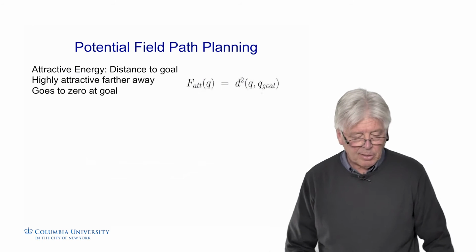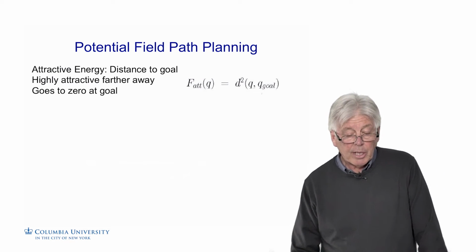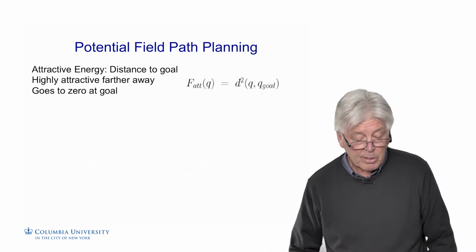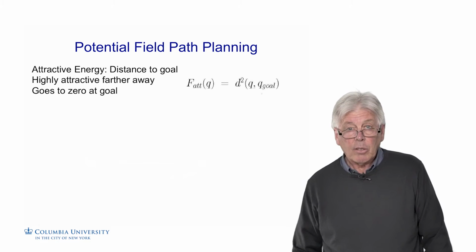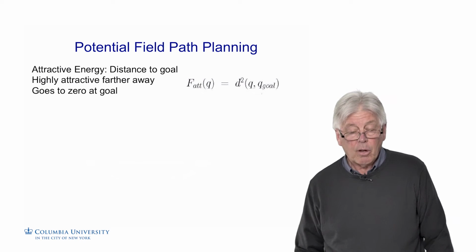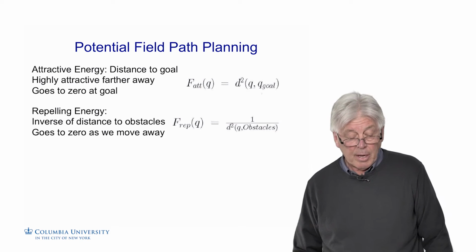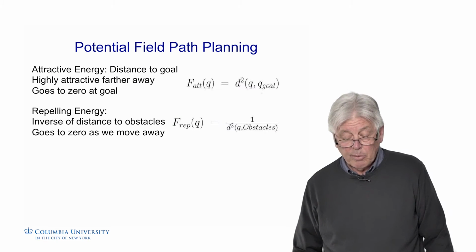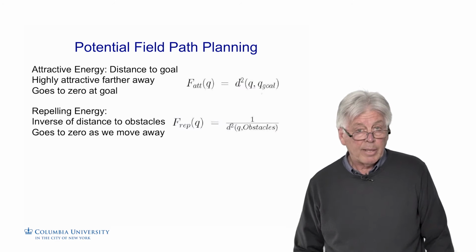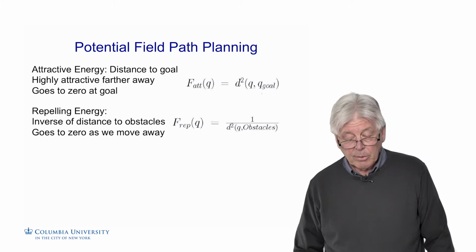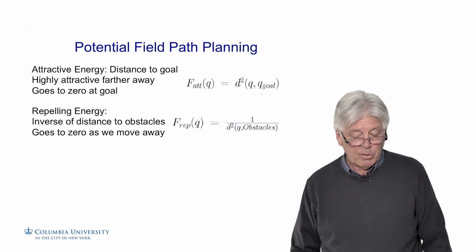And we can formalize this a little bit. The attractive energy is the distance to the goal. We can simply find the squared distance to the goal, and it is zero once you reach the goal. Obviously, far away it's a large distance and it's highly attractive. The repelling energy is simply the inverse of the distance to the obstacles, which goes to zero as we move away. As we get further away from an obstacle, it's 1 over that distance, and that's getting close to zero. You can see that as we get very close to the obstacles, the distance in the denominator gets very small, and we get a very high repulsive force.